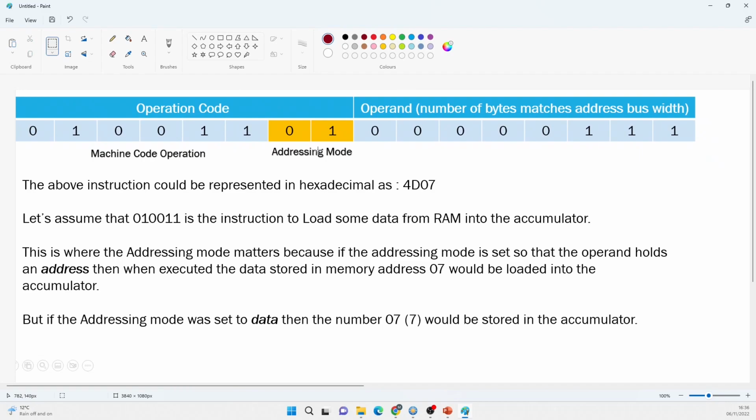So you may not at this point, if you are doing the GCSE, know what a hexadecimal is, but don't worry too much. But I will very quickly explain. 1, 2, 4, 8.